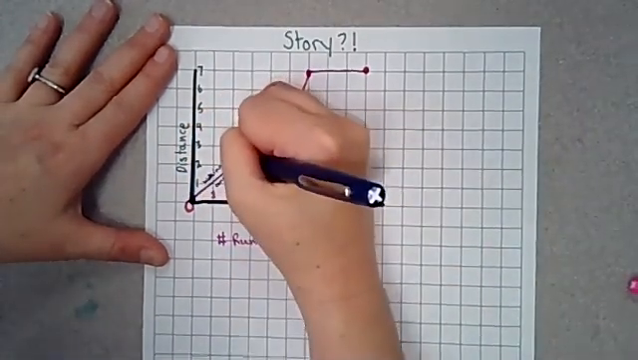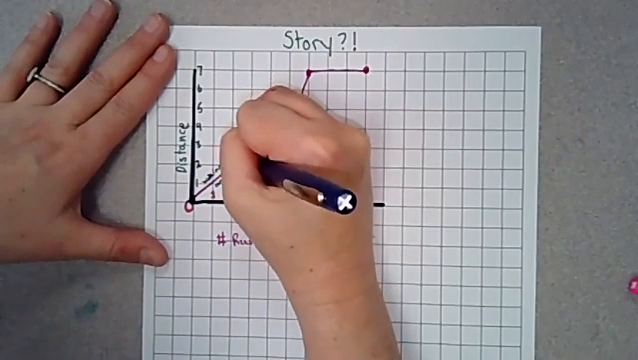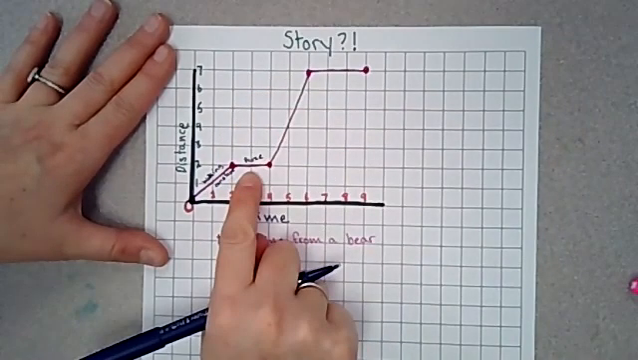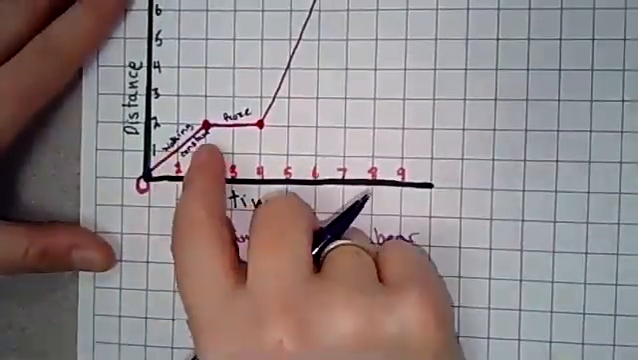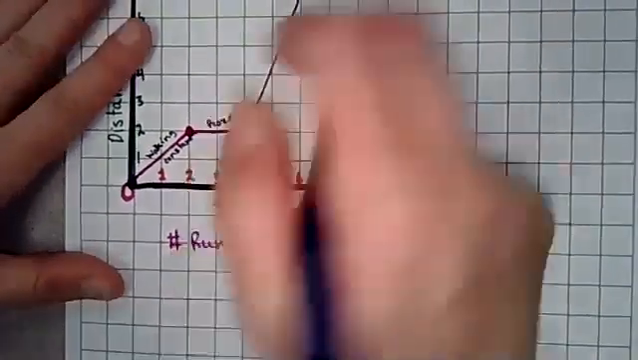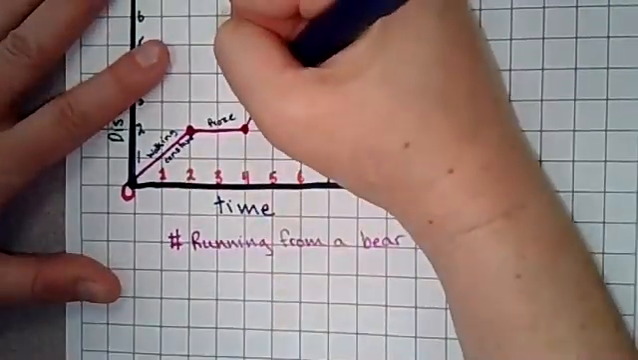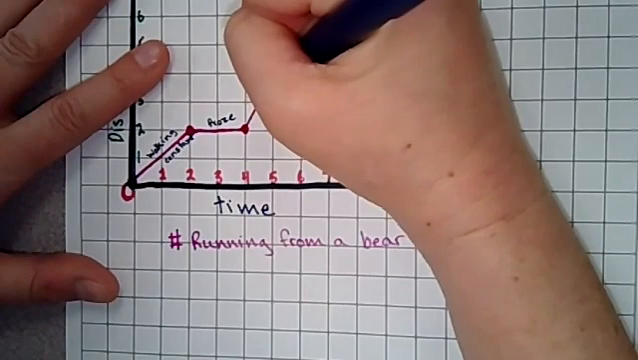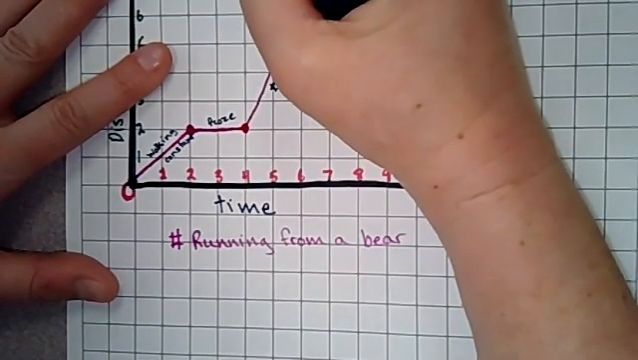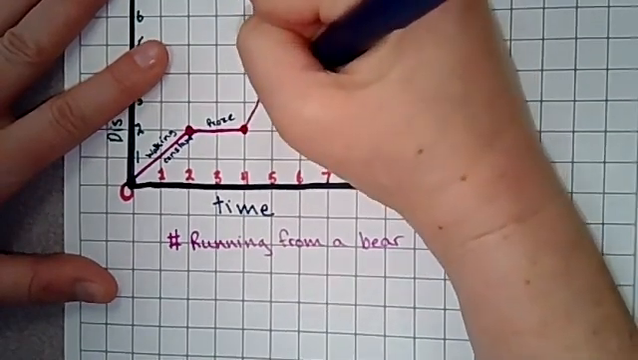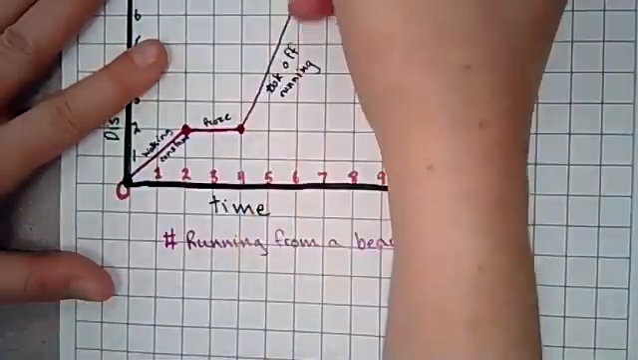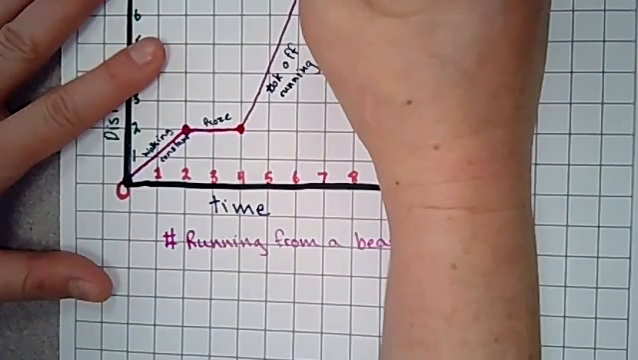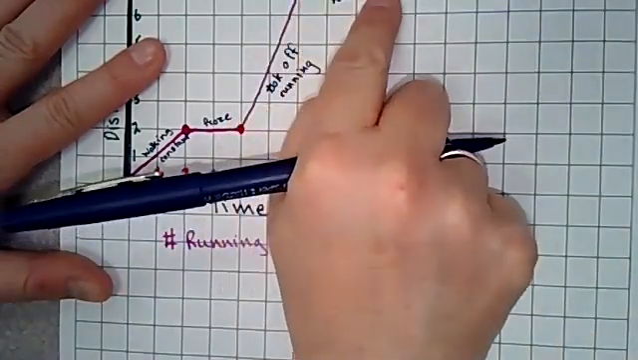And then she froze. She heard the bear, she saw the bear, and she froze. And then, okay, so we've got that she was walking at a constant speed, then she froze, and then she took off. This is your gas pedal. She took off, running. This is your gas pedal section. And then she got behind a tree and she hid. So she didn't move again.